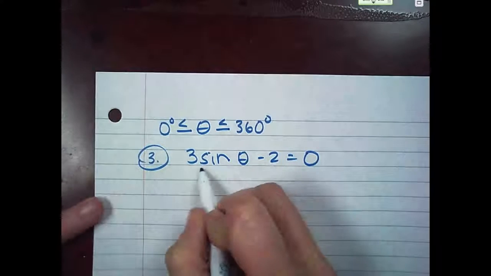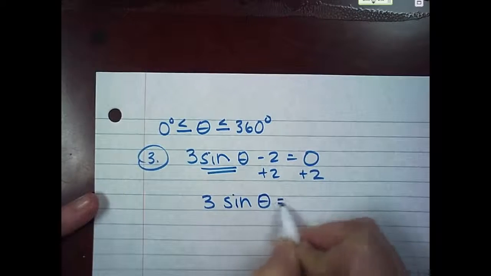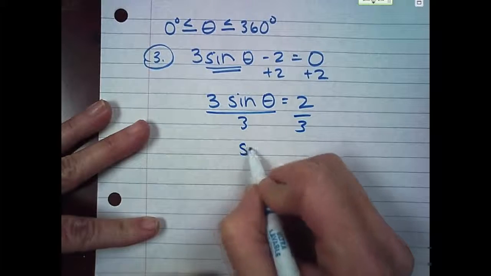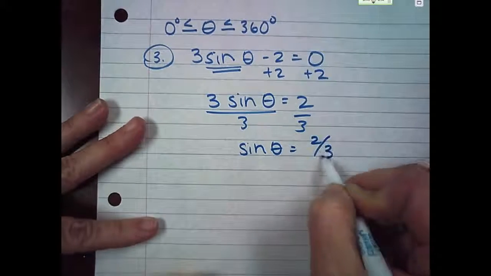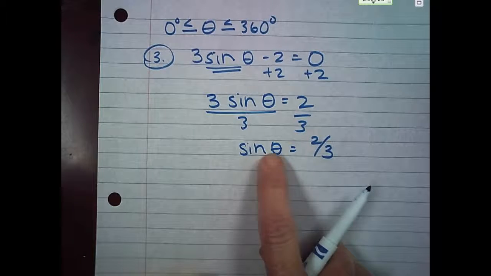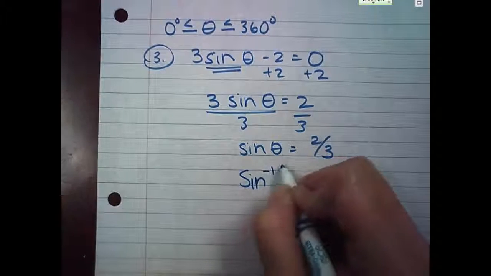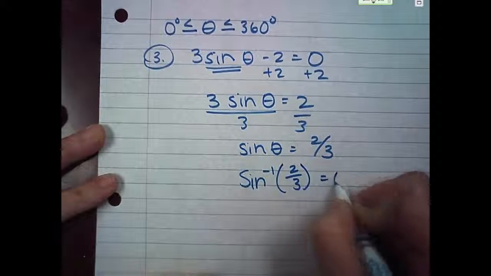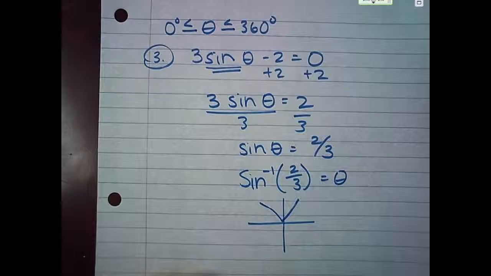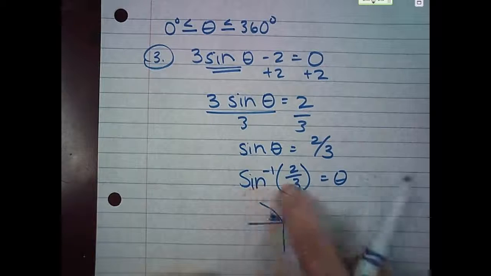You want to get sine of theta by itself, so you're going to add 2 to both sides first. So now you're at 3 sine of theta equals 2. Divide both sides by 3, so sine is 2/3. So in other words, at what angle does that have a sine value of 2/3? Well, your calculator will actually find it for you. Sine is positive here and here. That means it's this angle and this one.